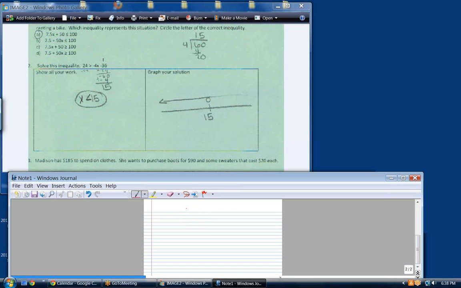Start from the beginning. So x represents how many sweaters she can buy. Each sweater is $20, so 20 times X represents the amount she can spend on sweaters, but she wants to purchase boots also, for a flat 90. She doesn't want to purchase an unknown number of boots, so there's no variable involved. So 90 plus 20x is less than or equal to 185.